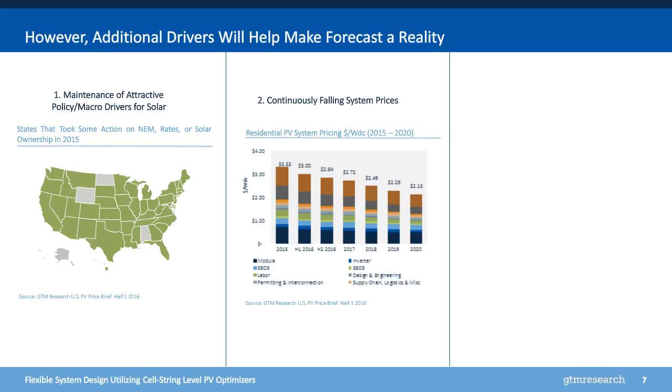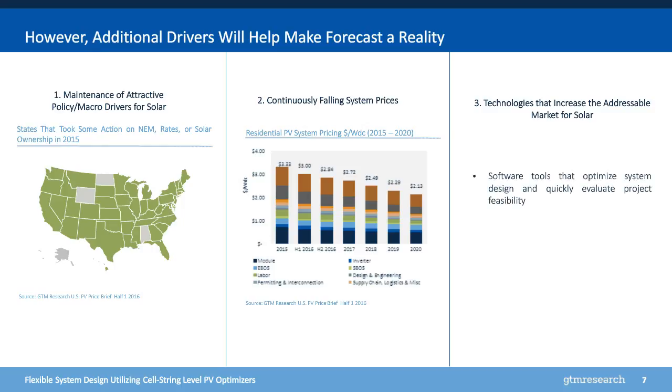So then lastly, we look at technologies that increase the addressable market. And that's what we'll be discussing today. This includes software as well as PV optimizers that enable solar to be economically attractive on typically unsuitable rooftops.